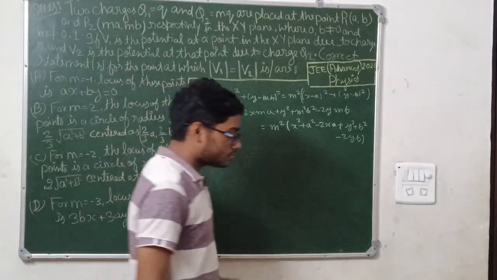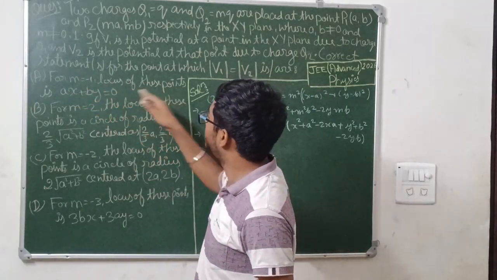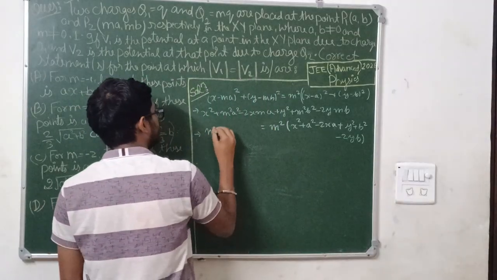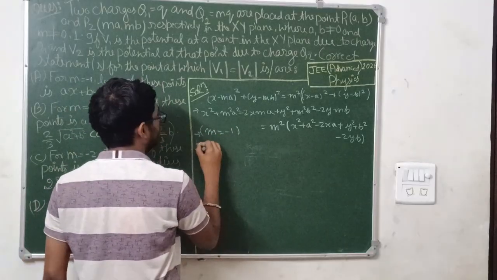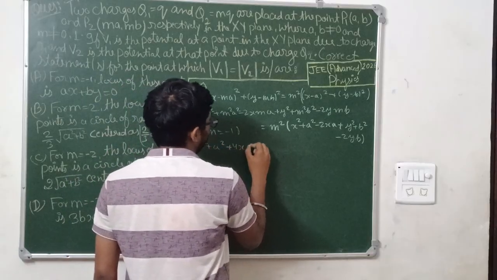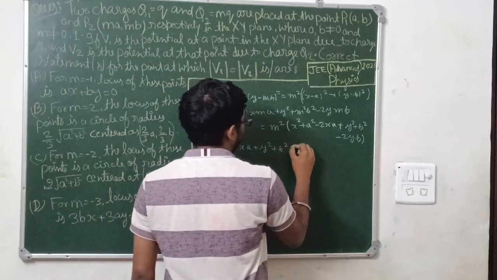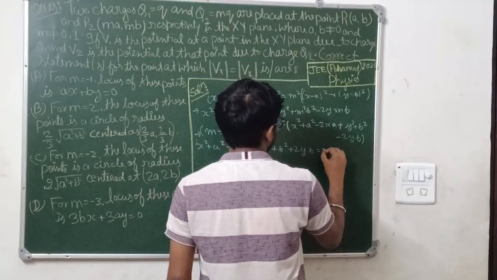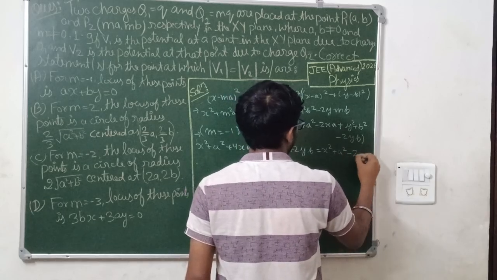See, now for the first option, for m equals -1, the locus of these points is ax plus by equals 0. Substituting m equals -1 here, the equation becomes x square plus a square plus 4xa plus y square plus b square plus 2yb is equal to m square, which is 1. So x square plus a square minus 2xa.